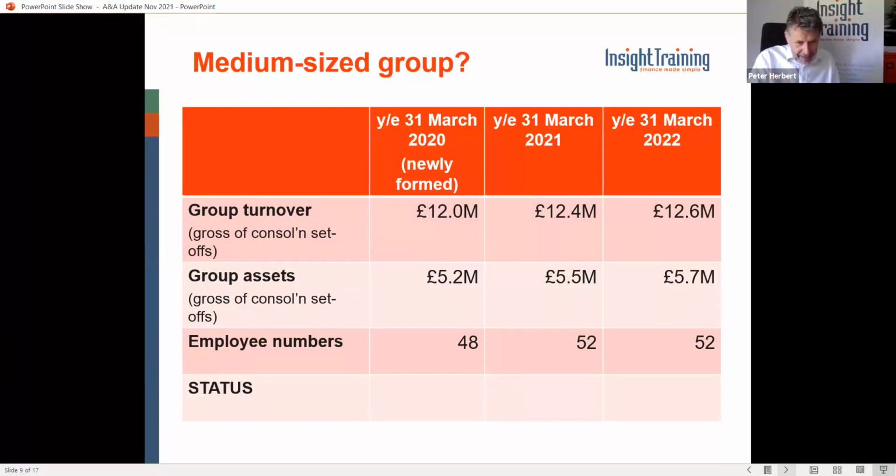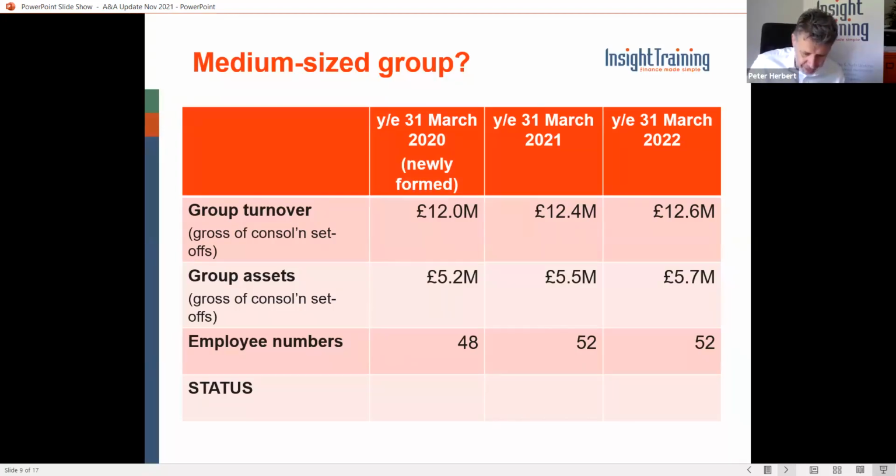Okay, we're going to look at that aspect in terms of turnover, in terms of assets, fixed and current, and in terms of employee numbers. And again, in terms of those gross thresholds, we're therefore looking at 12.2, 6.1, and 50. Okay, so we've got a newly formed group. First year, full year, year end 31st of March 20.